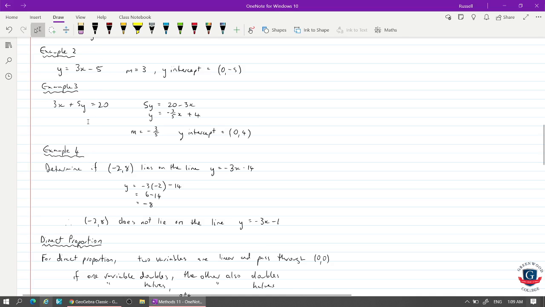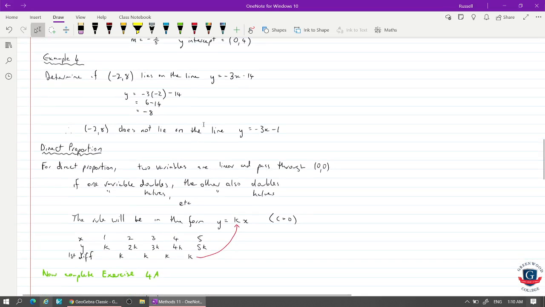Example 3, we have an equation that's not in slope-intercept form. So if we want to know the slope and the y-intercept, the first thing we should do is rearrange it. So over here, we've taken 3x from both sides and then divided both sides by 5. And then rearranged it to have the x value first and the y-intercept value second, which gives us a gradient of negative 3/5 and a y-intercept of 0, 4. Negative 3/5, 0, 4.